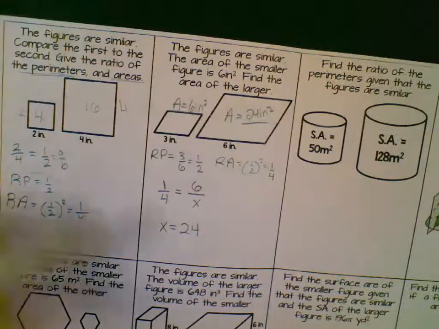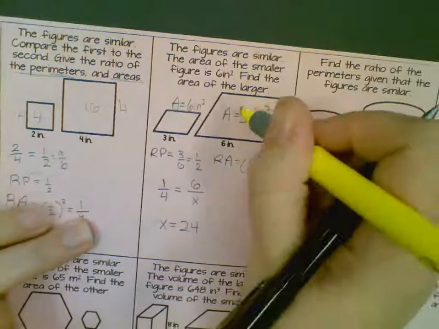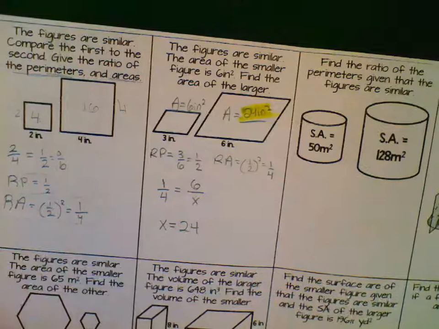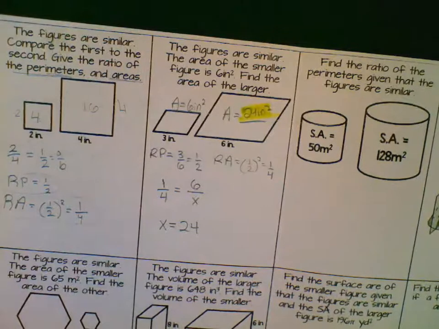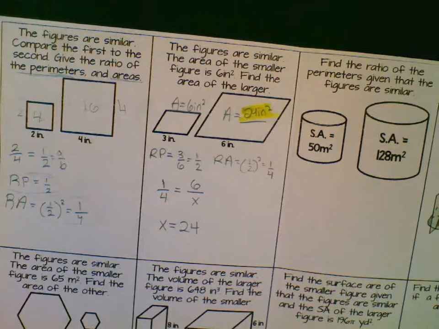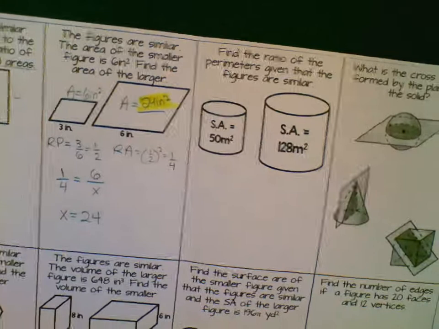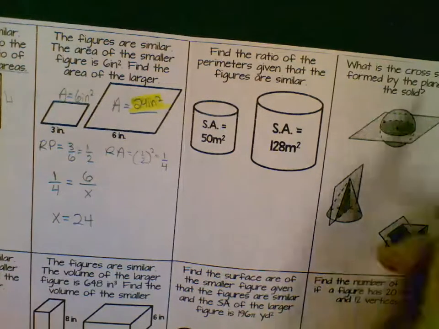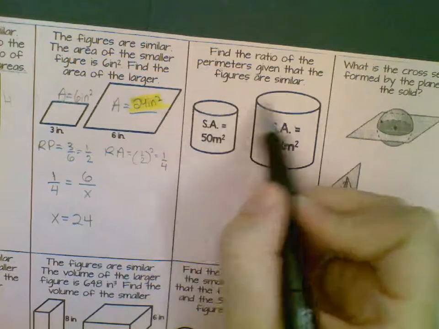It's like that first one, where I said you could multiply by 4, but we can do it by finding a proportion. It won't always be as easy as just multiplying by 4. All of them are going to be a different ratio. So let's take a look at the next one. We want to find the ratio of the perimeters given that they're similar.